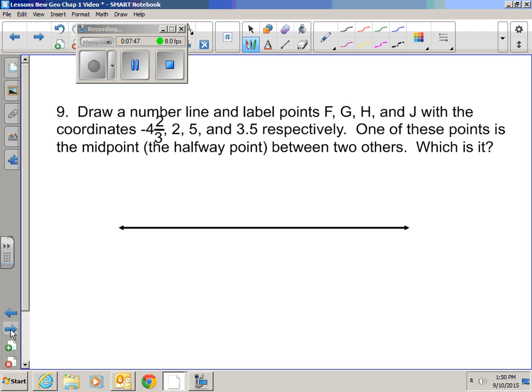Okay? You guys try this one. Take a pause. Remember, I have a poem for you. When in doubt, draw a picture. So go ahead, stop the tape, and try this problem.